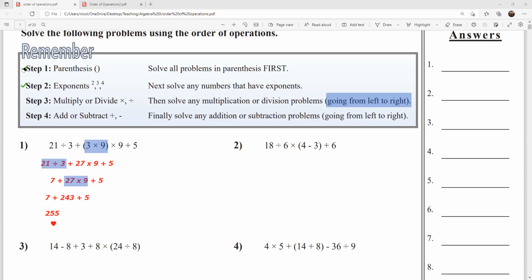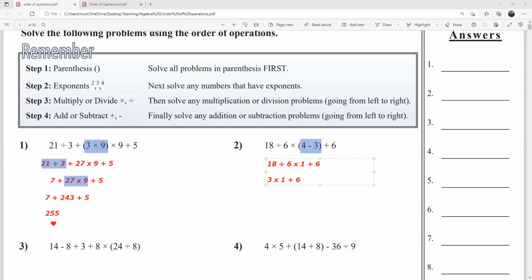Okay, going on to the next one, number 2, parentheses first. 4 minus 3 is 1. So let's rewrite our answer out. We have 18 divided by 6 times 4 minus 3, which is 1, plus 6. Okay, so no exponents. Now we move on to multiplication and division. Division comes first. 18 divided by 6 is 3.